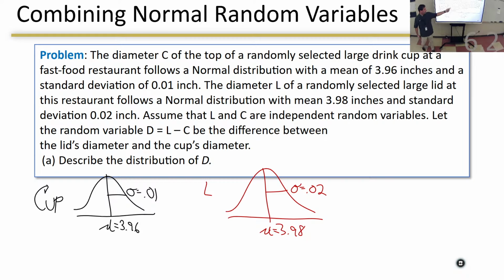Assume that A, L, and C are independent random variables. Let the random variable D be L minus C. Oh, I put C over here and L over there. That's all right. D is equal to L minus C, the difference between the lid's diameter and the cup's diameter. Describe the distribution of D.